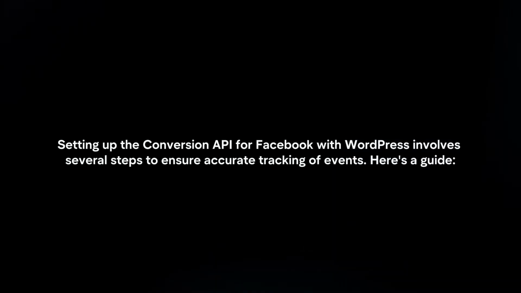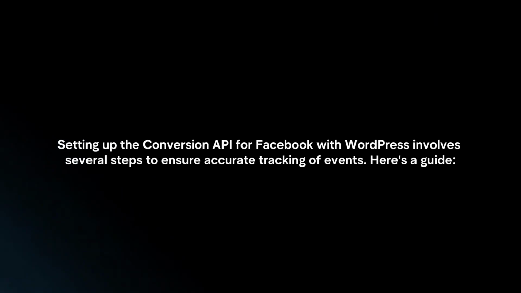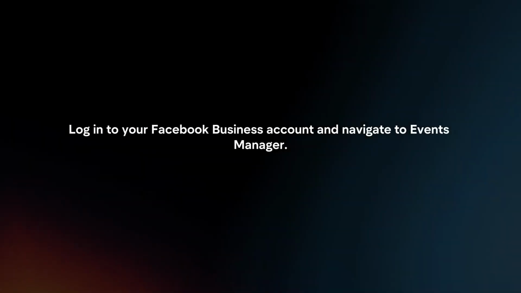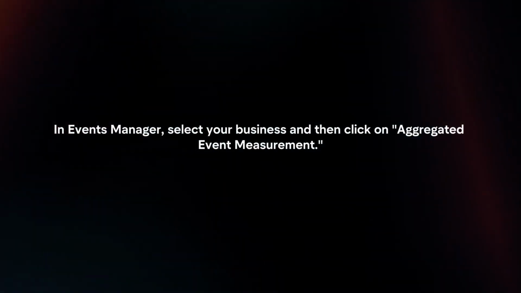Setting up the conversion API for Facebook with WordPress involves several steps to ensure accurate tracking of events. Here's a guide. Log into your Facebook business account and navigate to Events Manager. In Events Manager, select your business and then click on Aggregated Event Measurement. Configure your domain and choose Setup next to Conversion API.